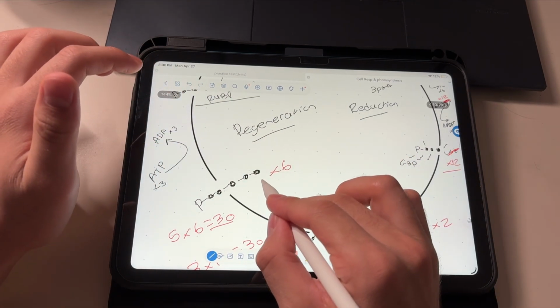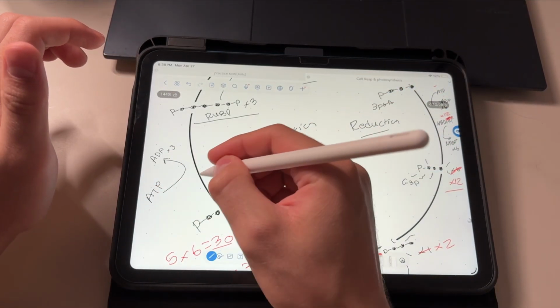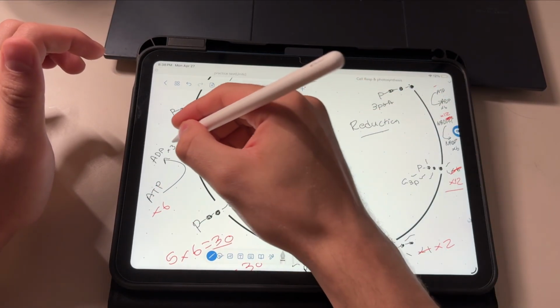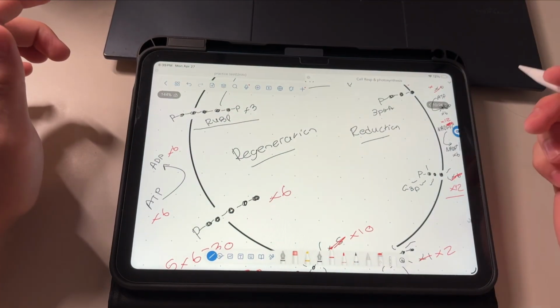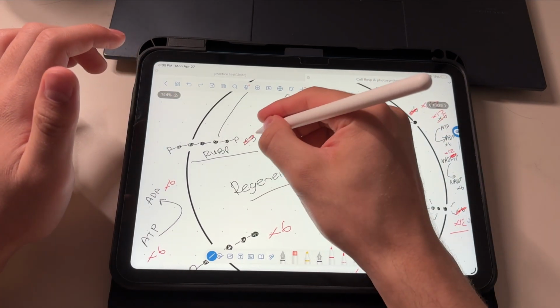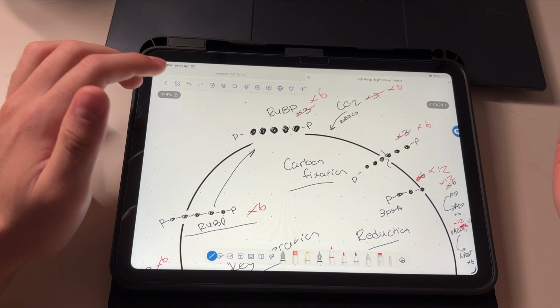So you have 6 of these molecules, and they're almost like RuBP, but they're missing the phosphates. So we now need to add 6 ATP. From that, we get 6 ADP, which now need to go to light-dependent reactions. And then we end off with another 6 RuBP. So this goes back to the start, and we start off with 6 again.